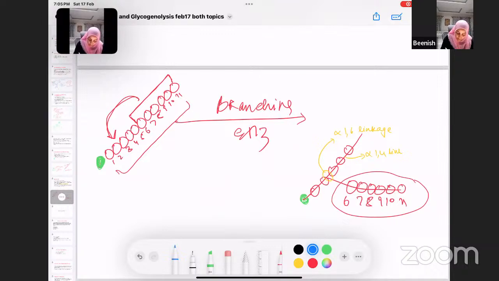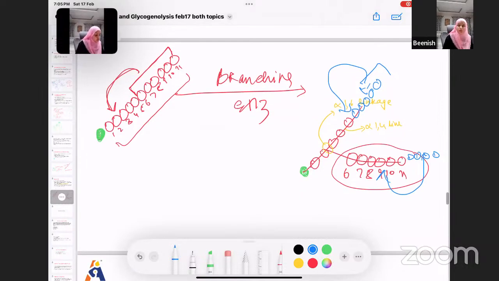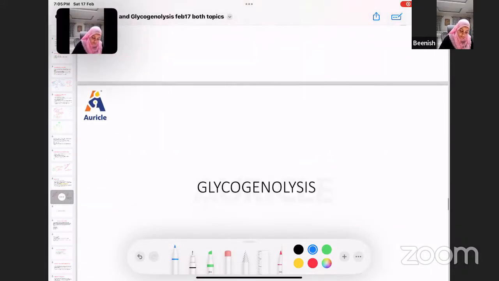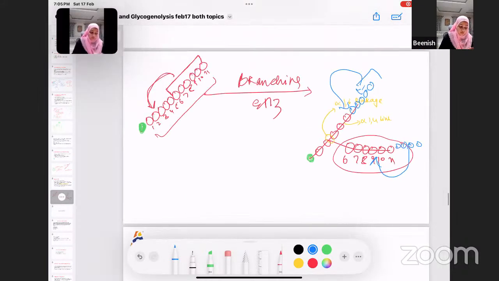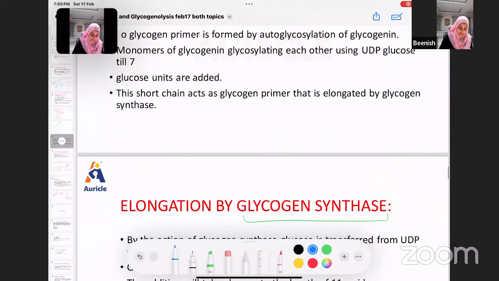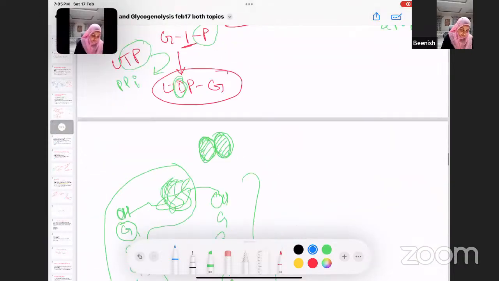Now glycogen synthase will act and make it up to the length of 11 residues. Then again the branching enzyme will act, then it will transfer it somewhere else, like this, and this process will continue, and more branching will occur, and you will get your glycogen. So that was all about glycogen synthesis. I hope it was clear.